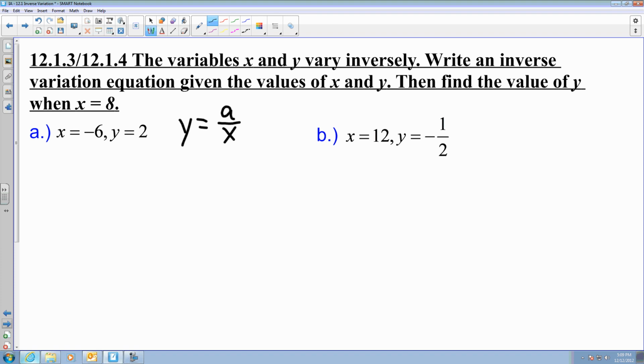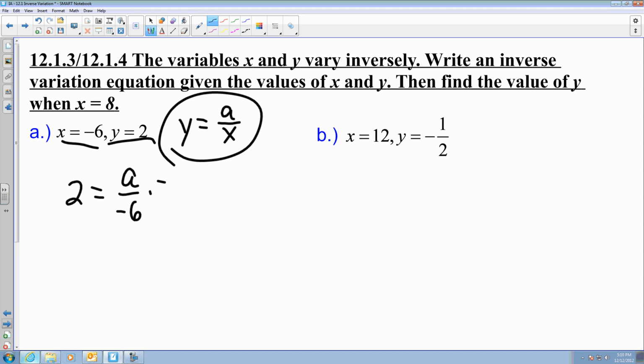In order to solve it, we are going to substitute these values into this equation. So my y equals 2. I don't know what a is, but my x is negative 6. I'm solving for a, so I'm multiplying both sides by negative 6. That cancels, so negative 12 equals a. So I know that y equals negative 12 over x. That's the inverse variation equation, given that x equals negative 6 and y equals 2. So that's one answer.